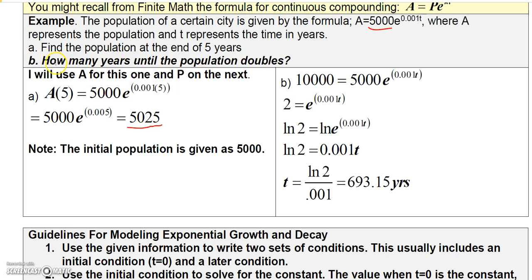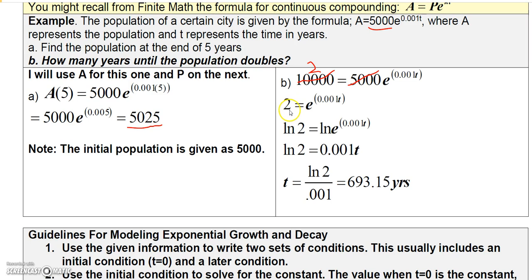Now, the second question says, how many years until the population doubles? Since the initial population is 5,000, if I want the population to double, I'm just going to set the population equal to 10,000, and then I'll solve this for the time so I can find the number of years it takes for it to double. The first thing I would do here is divide both sides of this equation by 5,000. On the right-hand side, that just cancels the 5,000, and on the left-hand side, 10,000 divided by 5,000 is simply 2. So you'll just get 2 equals e to the 0.001 t.